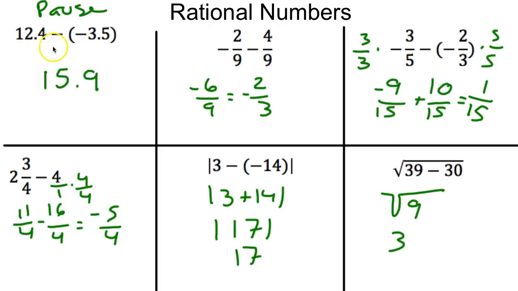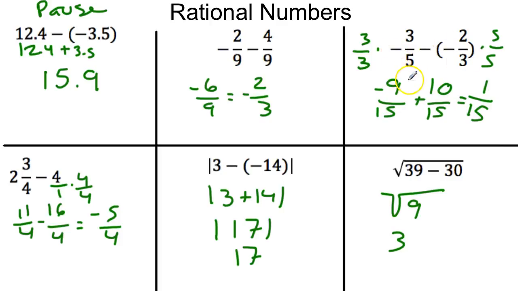All right, this first one, you should have put this in your calculator, or you can line them up if you want. When you have a negative minus a negative, that becomes plus. So this would be 12.4 plus 3.5, and you should have gotten 15.9. Over here, the denominators are the same, 9 and 9, so I can just subtract negative 2 minus 4. That gave me negative 6 over 9. This can be reduced because 6 and 9 can both be divided by 3, and that gives me negative 2/3.